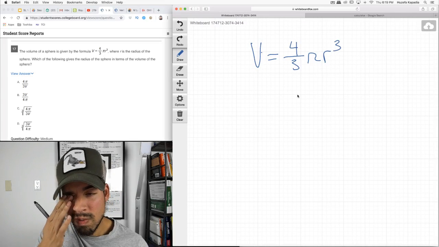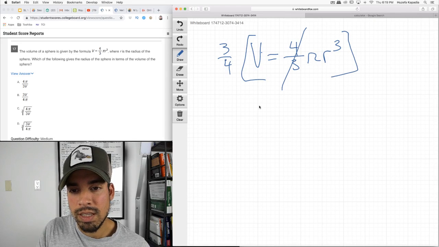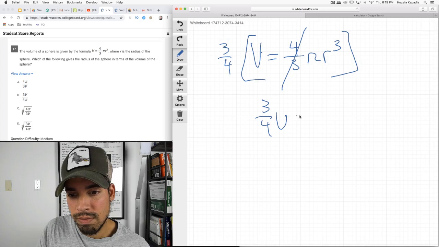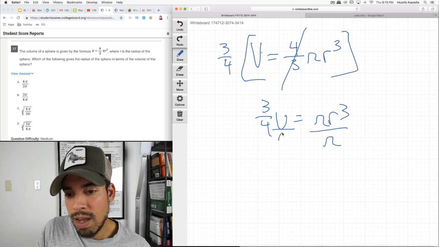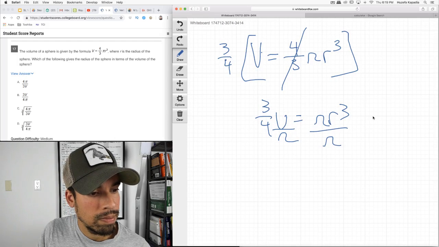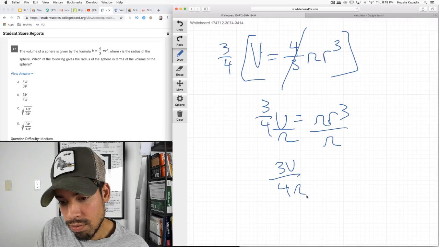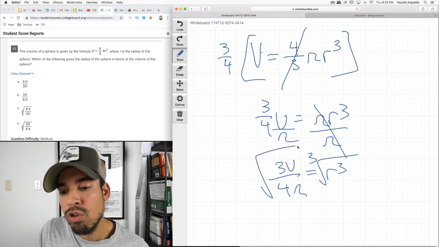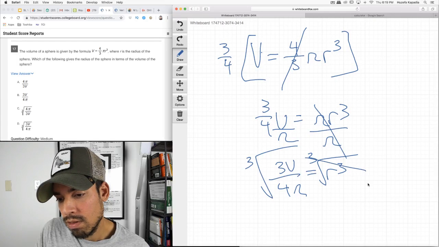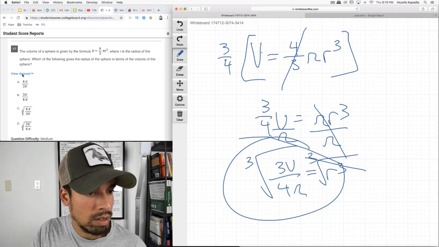R cubed. So I'm going to multiply both sides by 3/4. That makes that go away. 3/4 V equals pi r cubed. Divide both sides by pi. We get 3V over 4 pi equals r cubed. Then last but not least, take the cube root of both sides. And this is our answer: the cube root of 3V over 4 pi. Done. D.